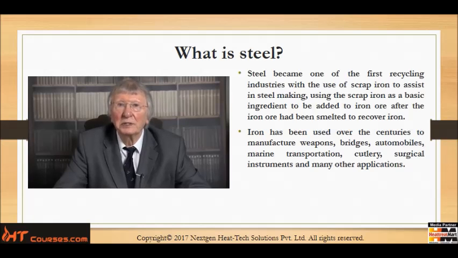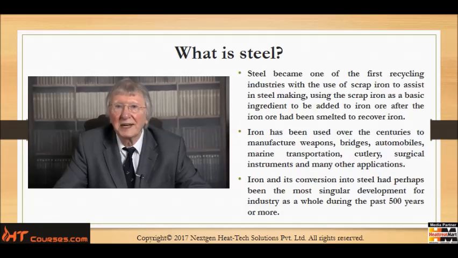Iron has been used over the centuries in manufacturing weapons, bridges, automobiles, marine transportation, cutlery, surgical instruments, and many other applications. Iron and its conversion into steel has perhaps been the most singular development for industry as a whole during the past 500 years or more.